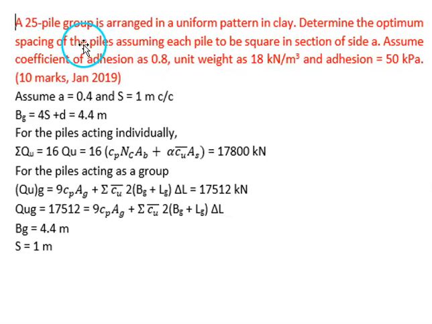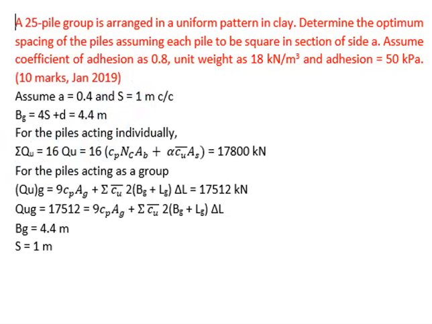Another example, a 25 pile group is arranged in a uniform pattern in clay. Determine the optimum spacing of the piles, assuming each pile to be square in section of side d. Assume coefficient of adhesion as 0.8, unit weight 18 kN per meter cube and adhesion equal to 50 kPa. So here in this problem we have to find the optimum spacing. Here the size of the pile is not given, even the spacing is not given.